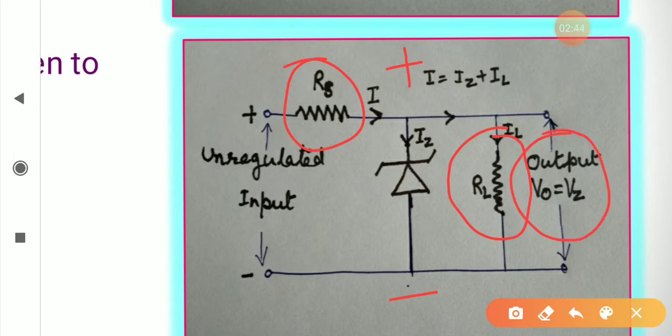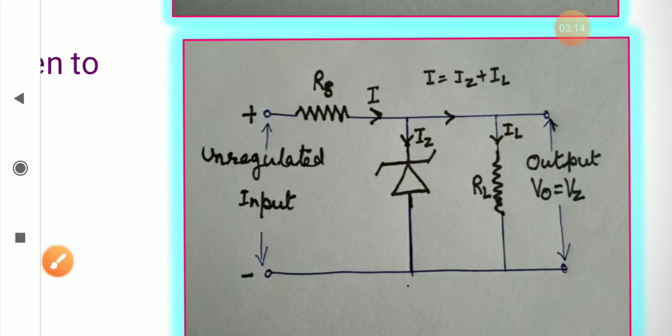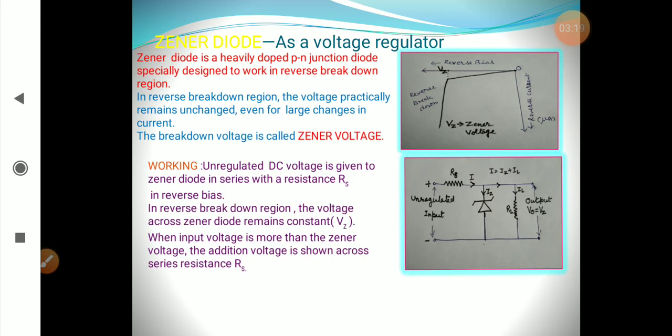Now, when the input is more than the Zener voltage, then the Zener diode goes into Zener breakdown and voltage across it remains constant. The remaining voltage is seen across this series resistance Rs. So in this way, the voltage across the Zener diode or the load remains constant, and then this works as a voltage regulator.